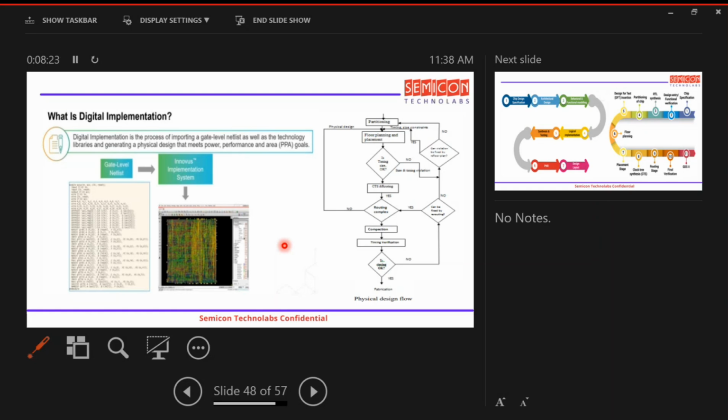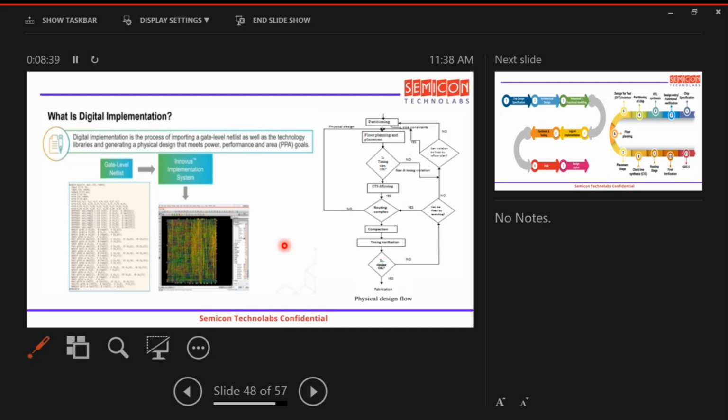Sir, I have one question. After 1 nanometer, what are they going to implement? Because nowadays everyone is working on 2 nanometer, 3 nanometer, and after 1 nanometer, what are they going to do? It is going to be minus.